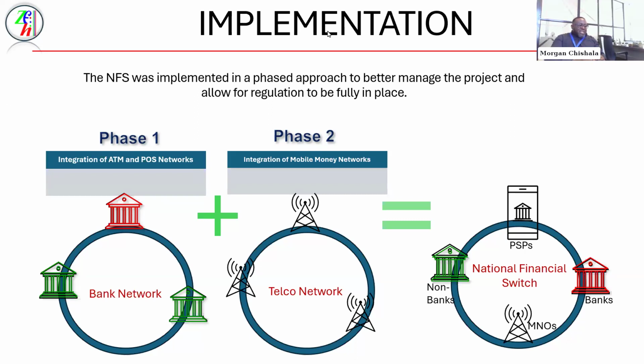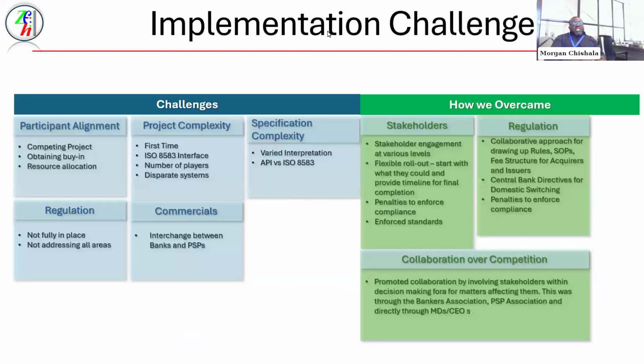On the next slide. Number one, we had a lot of participants. So just aligning the participants was an issue. Some would come in and say we have competing projects, and where our main offices are situated, our portfolio and our strategy for the next 3 years didn't include the national switch. So this becomes a bit of a challenge for us to get buy-in. Others would come in and say we cannot provide the resources as required because the national switch is a side project. I also have my own switch, which I'm serving my clients on.